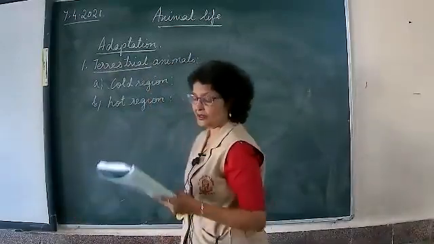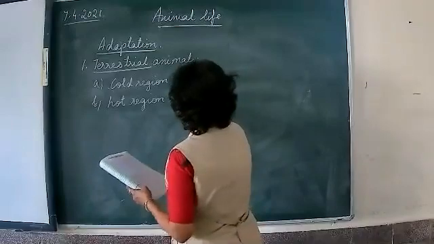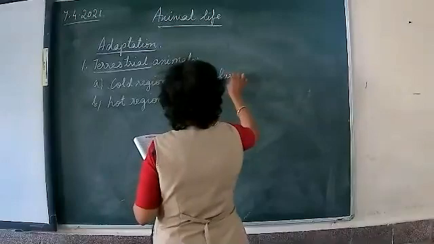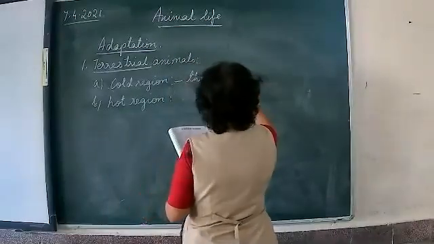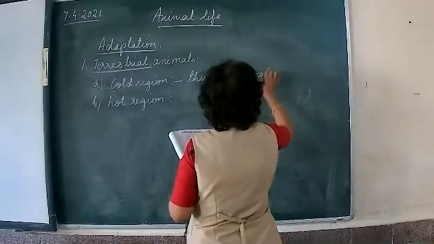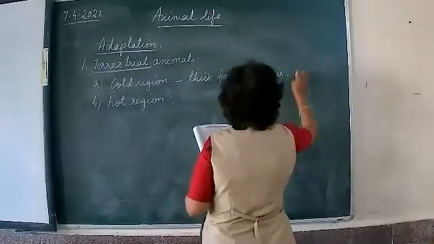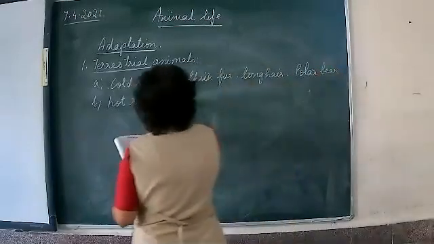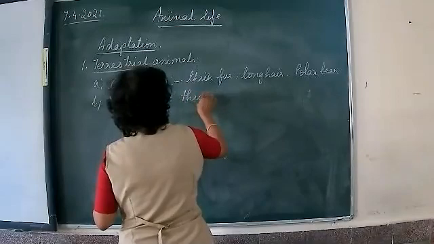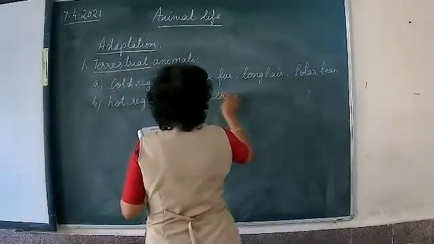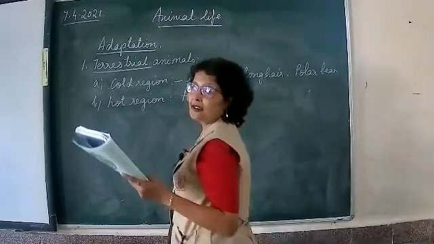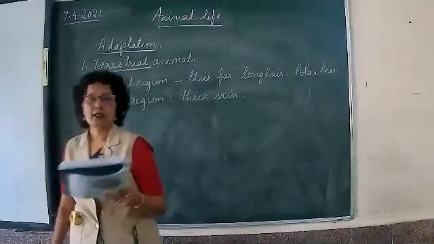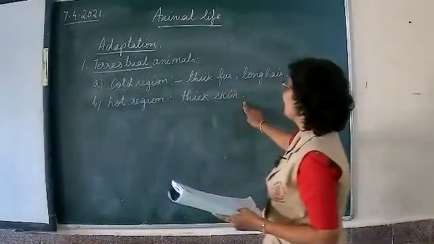Cold region and hot region. In cold regions, animals have got thick fur, fur coat like fur, and long hair. They may have long hair like the polar bear, one common example. And these animals have got thick skin. Thick skin prevents loss of water. Okay, so hot regions, many are there.